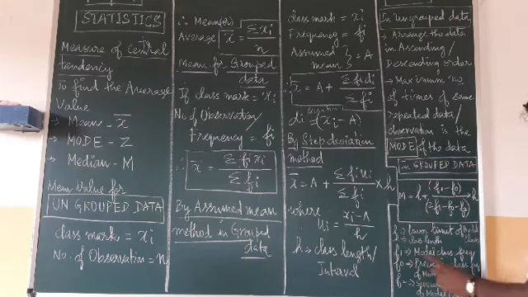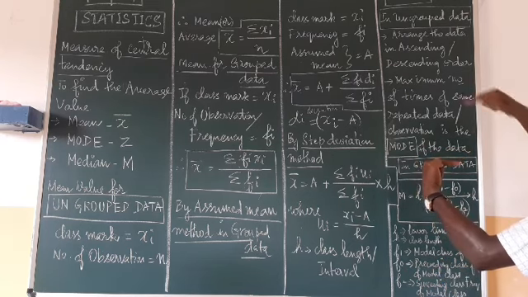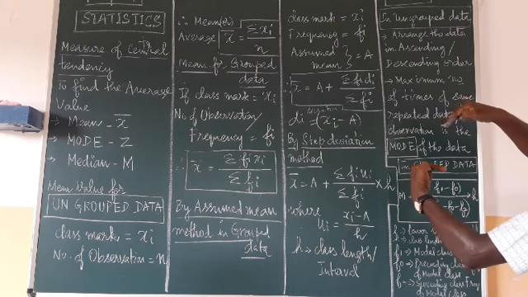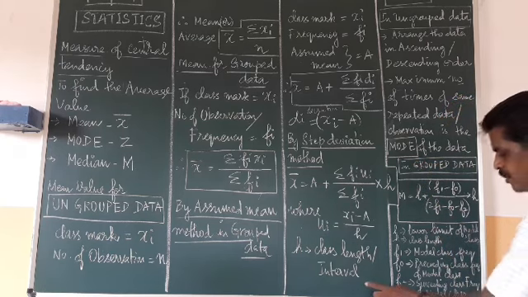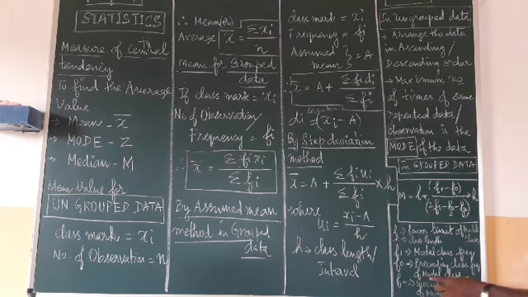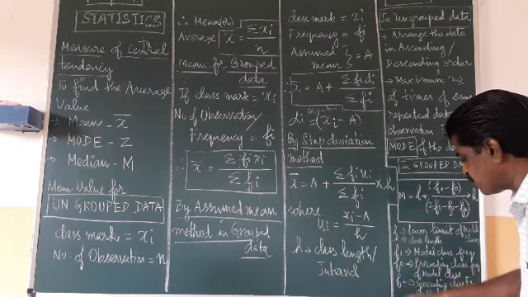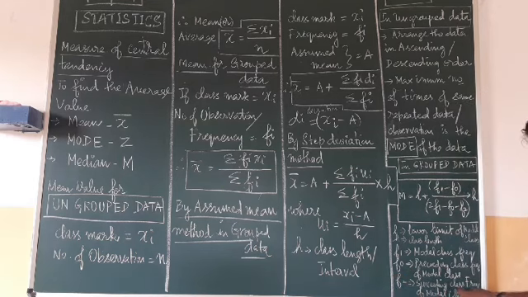And f1 is there. Above this one, f0 is there. That is called the preceding class frequency of the modal class. f1 will be in the middle, and above this one f0 is there. That is the preceding class frequency of the modal class. And f2 is the class below f1. f2 is the succeeding class frequency of the modal class. So when you are doing problems, you will understand.